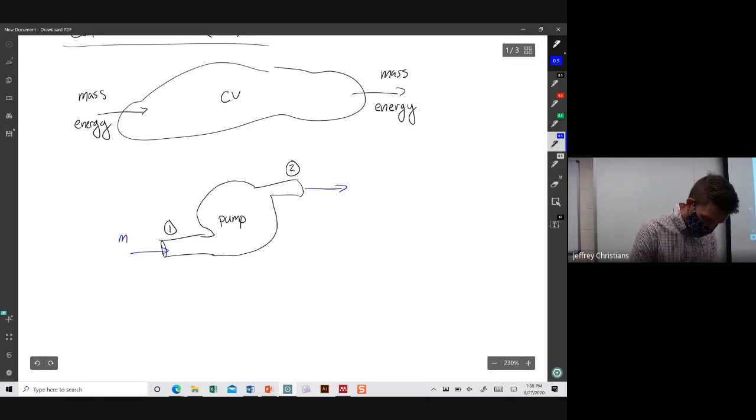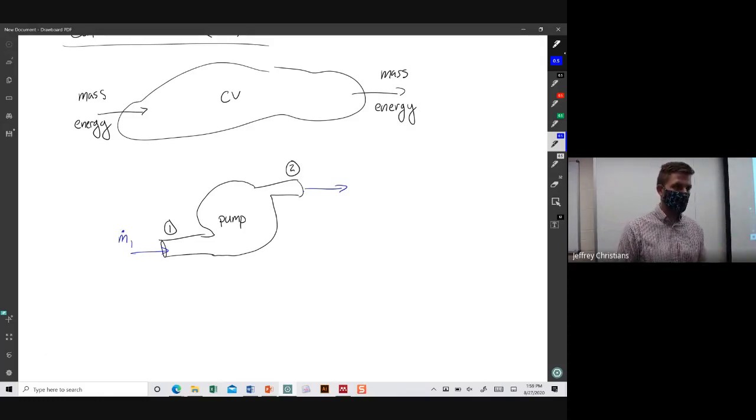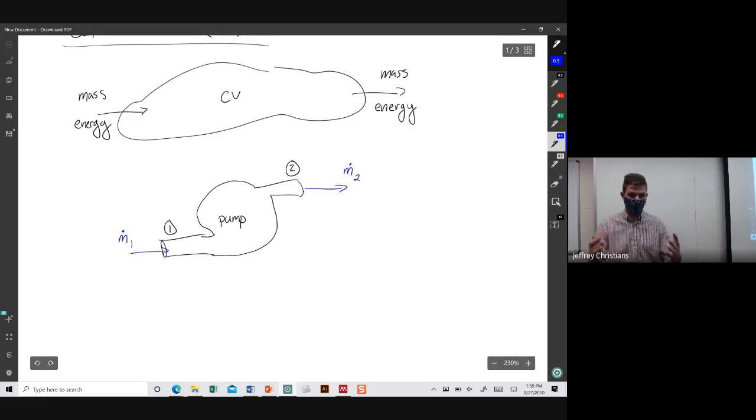So we can describe that flow rate, that's a mass flow rate. Water's flowing in side 1 with a flow rate m dot 1, some number of, say, kilograms per second or pounds per hour or whatever our units happen to be. It's flowing in the one side and out the other side.